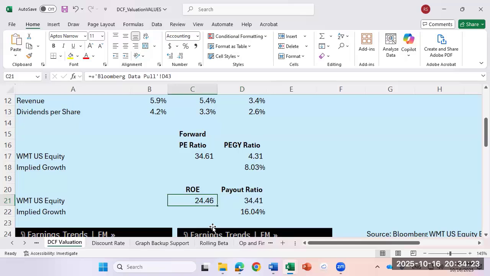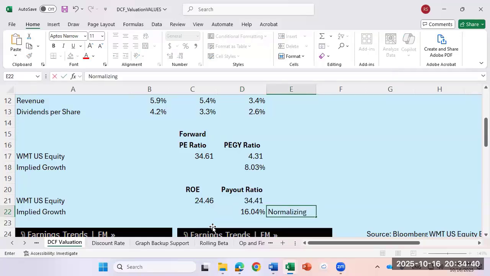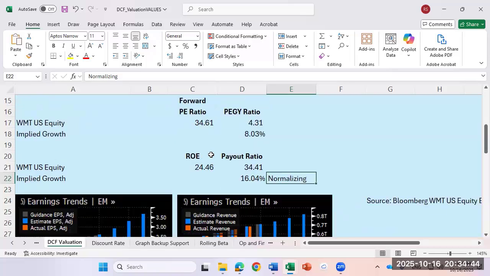So Walmart's ROE was 24%. Their payout was 34%, so their retention is 65%. So you take the ROE times 1 minus their payout, you get 16%. That seems really high. One thing to always think about here is normalizing. So what do you do with normalizing? With normalizing, I might have done this for you. We'll see.